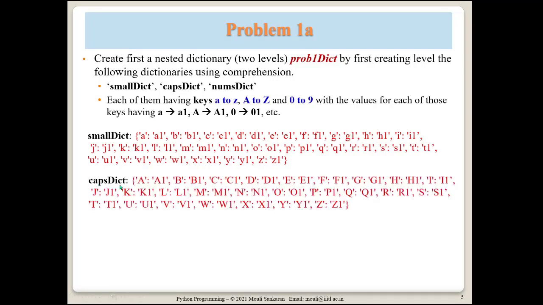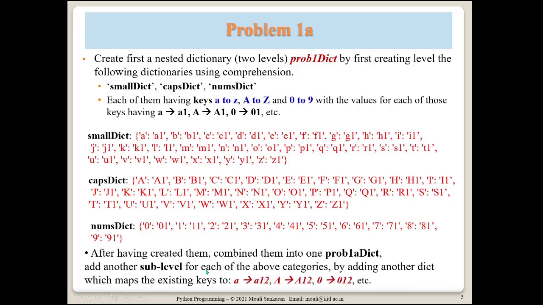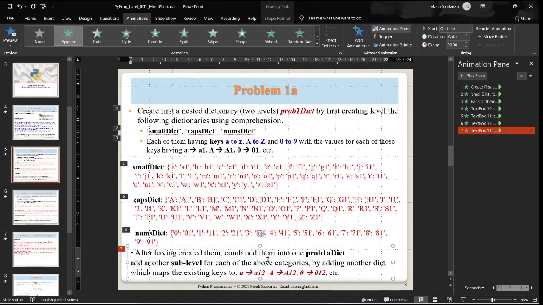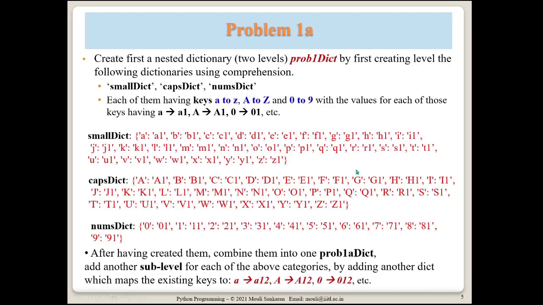And then the caps dictionary, which will have these values when you print it. The nums dictionary will have this. So you are building three dictionaries separately with these values, 26 entries each, here 10 entries, but the mapping is like this. Now after having created them, combine them into one, into one problem one dictionary. This I am calling as a to start with.